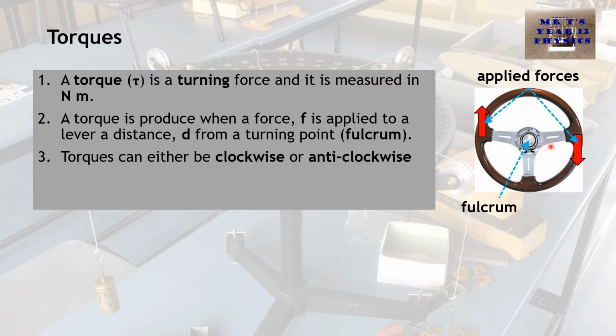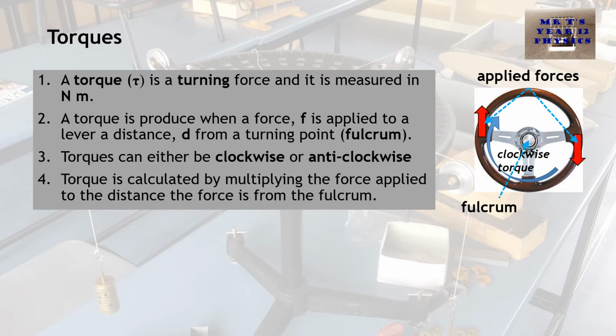So torques can either be clockwise or anti-clockwise. We think about this in reference to an analog clock, or a clock with hands, and the clock's hands usually go this way, around in this direction, and that direction is called clockwise. So this is actually turning in a clockwise direction, or it has a clockwise torque.